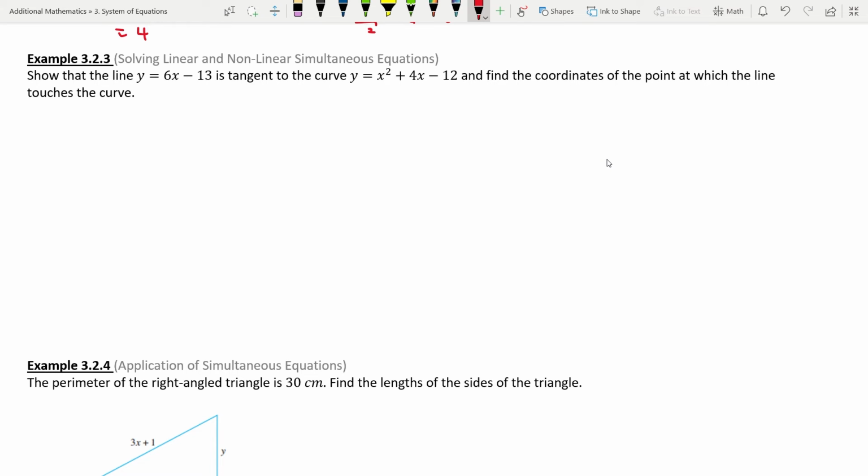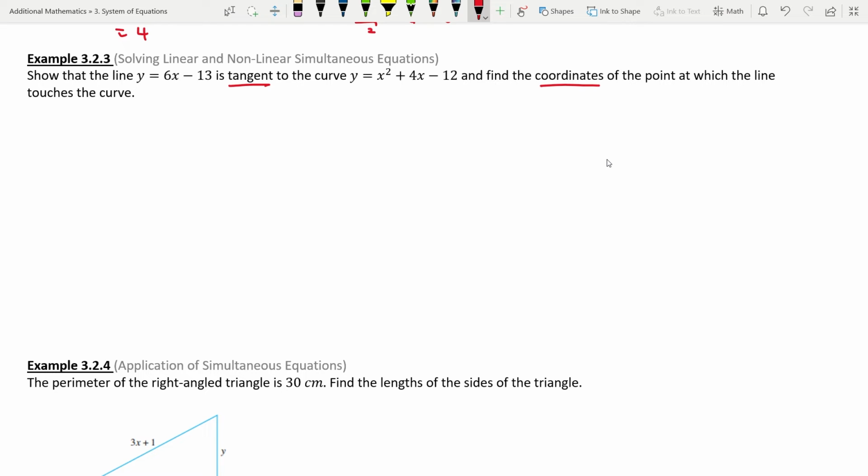Now let us look at the third example, example 3.2.3. Show that the line y equals 6x minus 13 is tangent to the curve y is equal to x squared plus 4x minus 12, and find the coordinates of the point at which the line touches the curve. There are two things we need to do. First, we need to show that the line is tangent to the curve, and then we need to find the coordinates of the point where the line touches the curve.